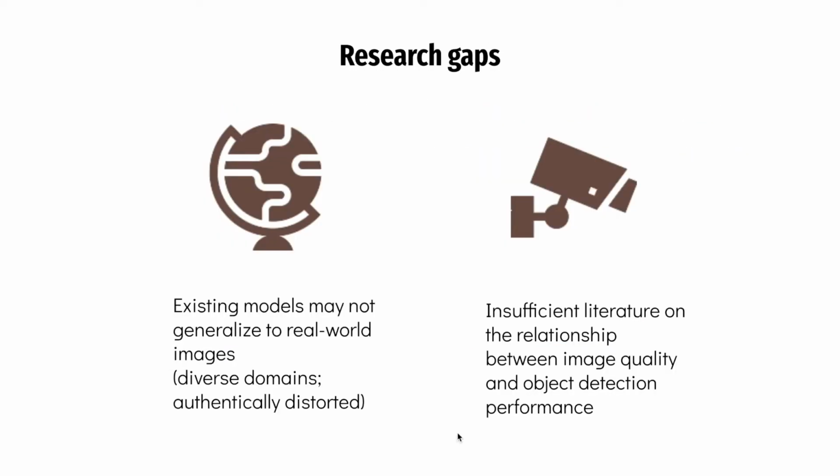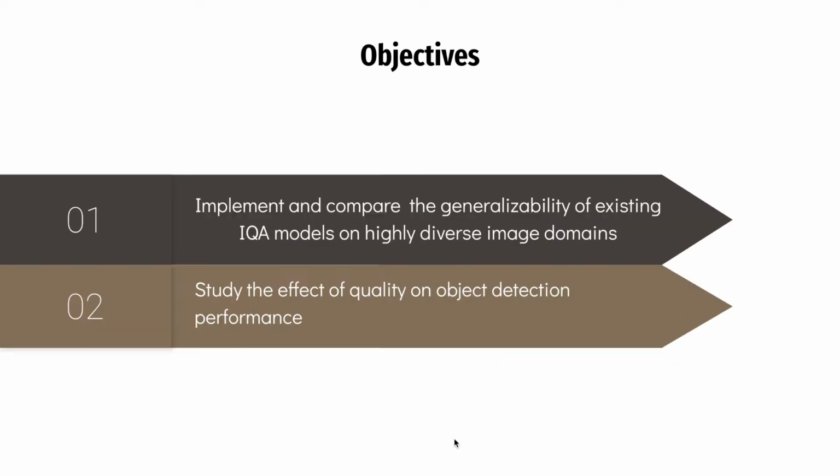We identify two gaps in research. First, by training on just one AR dataset at a time, existing IQA models may not generalize well. In the real world, images can come from all kinds of domains and are authentically distorted. Second, there are few studies about the effect of image quality on object detection. IQA can play a big part in addressing this gap.